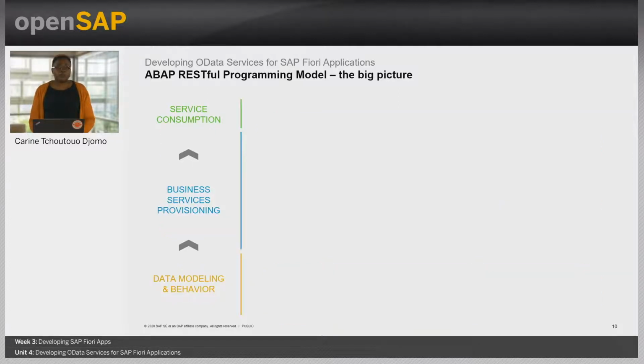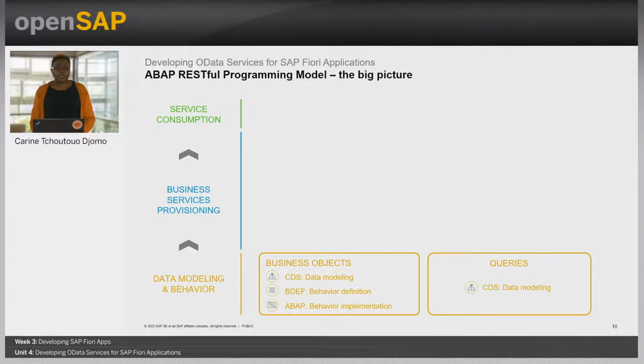The big picture of RAP shows its major building blocks and the typical development flow. It can be divided into three layers. Let's start from the bottom with the data modeling and behavior layer, which deals with the data and the associated business logic. On one side, we have queries for creating list report and analytical apps, for example. They are defined using ABAP CDS.